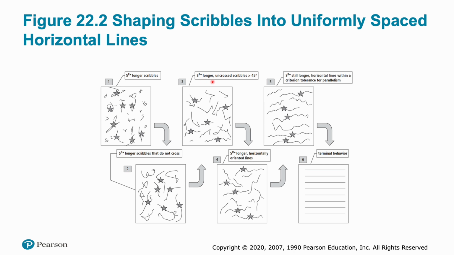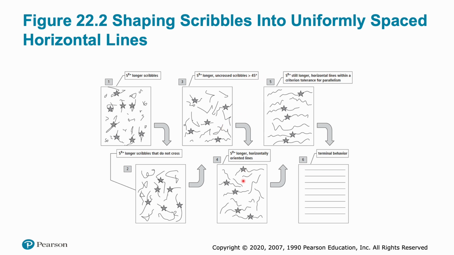It has to be a long but uncrossed scribble, those are the ones that are going to receive reinforcement. So if we look here, for example, this one is long, but it does cross. So this one is not going to contact reinforcement, but this long one over here that is not crossed does receive reinforcement. Now, again, progressively, the requirement is going to increase. Oh, I'm sorry. I should have gone to number 2 first. So it should have been longer scribbles that do not cross. And then it went to longer uncrossed scribbles that are greater than 45 degrees.